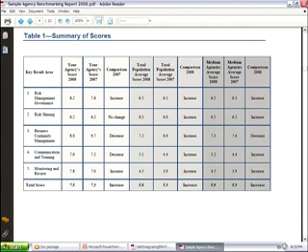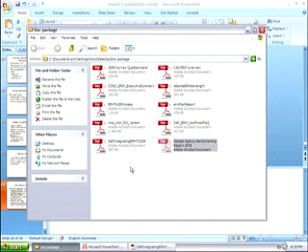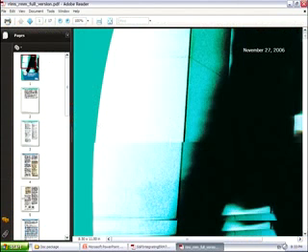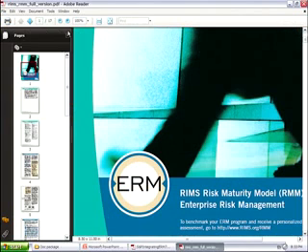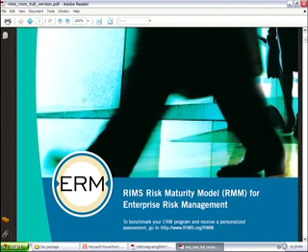So that's the ComCover one. Let's take a look at RIMS. There we go. This is the risk management maturity model for enterprise risk management. So that was the first part of your question. A lot of students last year used this to benchmark the organisations that they looked at, and it's probably an easy way to go.